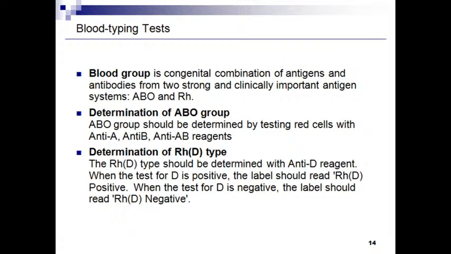Determination of Rh or D-type, determination of the Rhesus factor. The Rhesus type should be determined with anti-D reagent. When the test for D is positive, the label should read Rh positive. When the test for D is negative, the label should read Rh negative. When the antigen D is present on erythrocytes, the patient should be considered Rh positive.